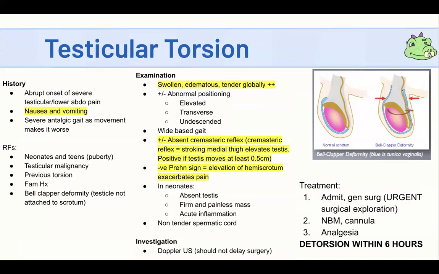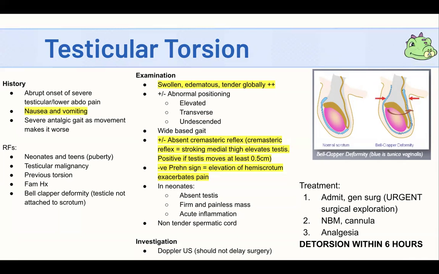So looking at the testicular torsion first, in terms of a history, it's going to be an abrupt onset of severe testicular lower abdominal pain. Often because it's so severe, there's going to be nausea and vomiting. And there might be changes in their gait because of the pain as well. And then risk factors include neonates or teens in their pubertal ages, and if they've had a previous torsion, family history, or a bell clapper deformity, which is where the testicle is not attached to the scrotum, and that basically increases your risk of having a torsion.